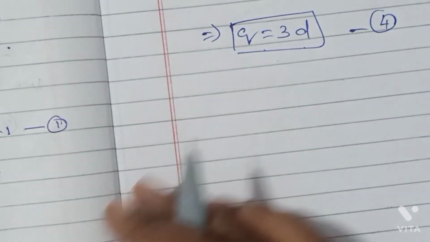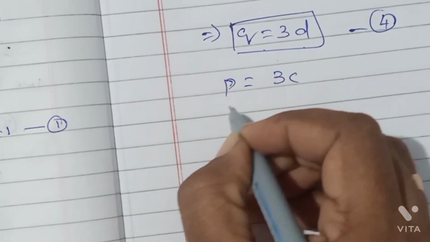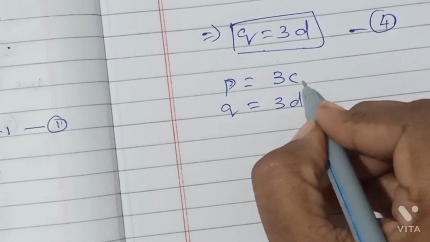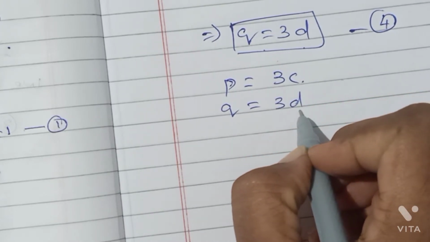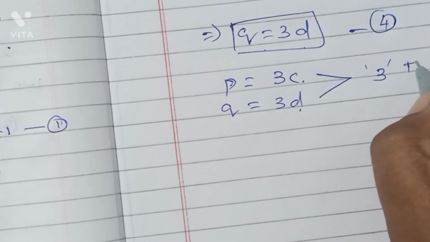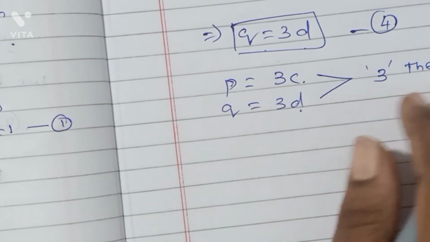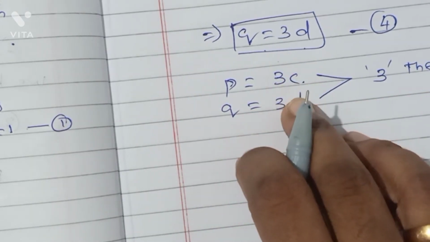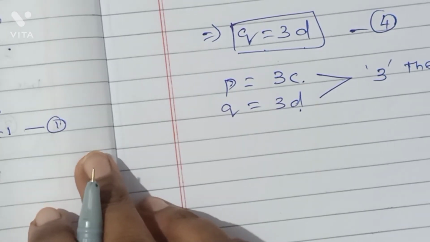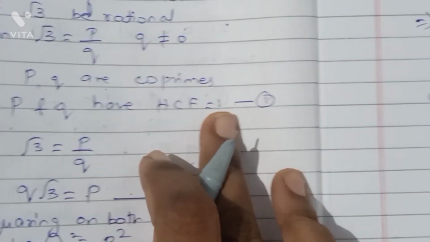I am going to compare these two statements. We have p is equal to 3c and q is equal to 3d. That is, this is the third equation and this is the fourth equation, isn't it? So this implies that 3 is the HCF, that is, the common factor. 3 is a common factor for these two statements. But what is our assumption? Our assumption is that HCF is 1 because p and q are co-primes.